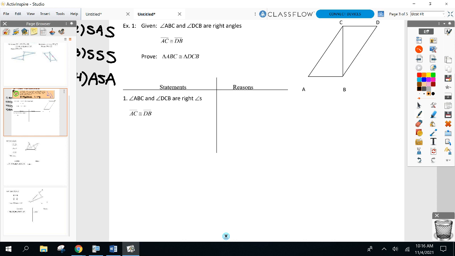All right, so let's label all this together. ABC is a right angle. DCB is a right angle. AC is congruent to DB. And I need to prove the triangles are congruent, so you have 5 methods now to do so. Nothing you make up on your own. 5 methods I've given you.